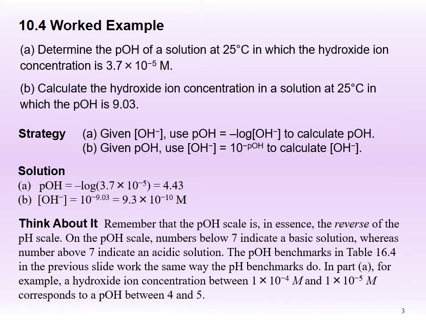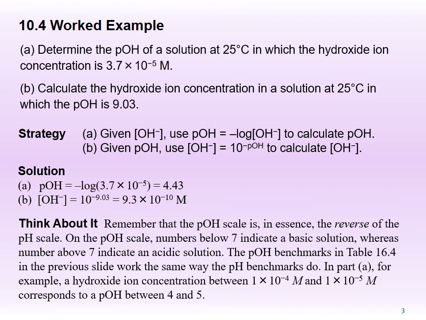For Part A, we are given the hydroxide ion concentration, so we use pOH is equal to negative log of hydroxide ion concentration to calculate pOH. For Part B, we are given pOH, so we use the hydroxide ion concentration equals 10 to the power of negative pOH to calculate hydroxide ion concentration. By substituting the given values into the formulas, we get 4.43 for Part A and 9.3 times 10 to the power of negative 10 molar for Part B.